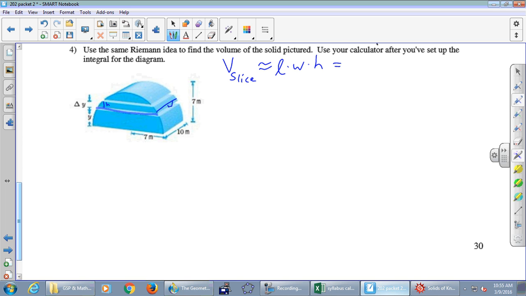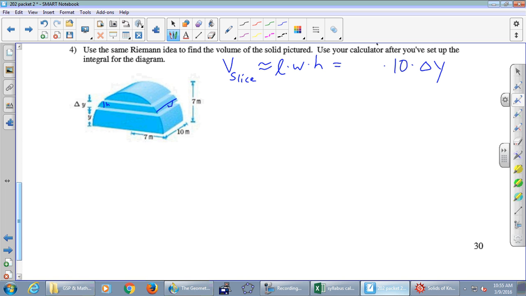Okay, so let's start replacing. The width is constant, right? It's always 10. You've got to imagine taking that slab and moving it up and down, and make sure you really believe that the width stays 10 the whole time. So this middle one is definitely a 10. The H is symbolized in this picture as delta y. That's the height. We're holding it constant as we sweep this thing up and down.